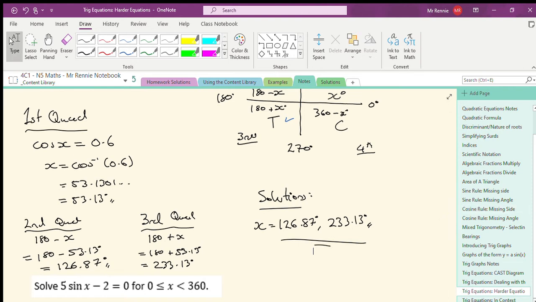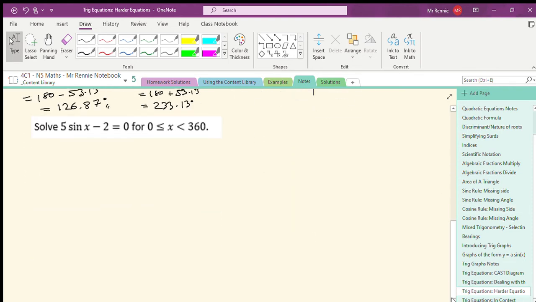Okay, we'll move on to the second question in our notes now. So our job's now to solve when 5 sin x minus 2 equals 0. Again we're going to rearrange that. First thing I want to get rid of is this minus 2, so we're going to add 2 to both sides.